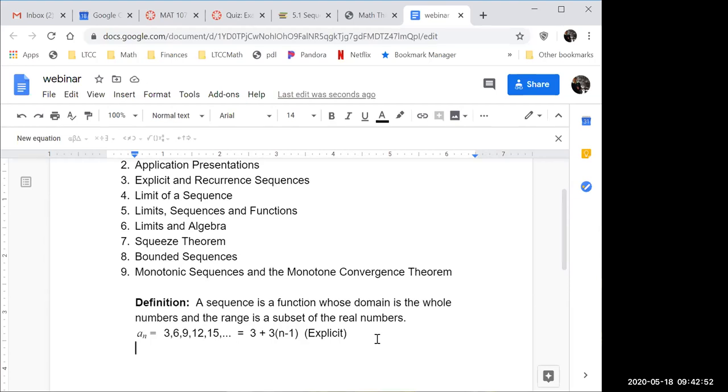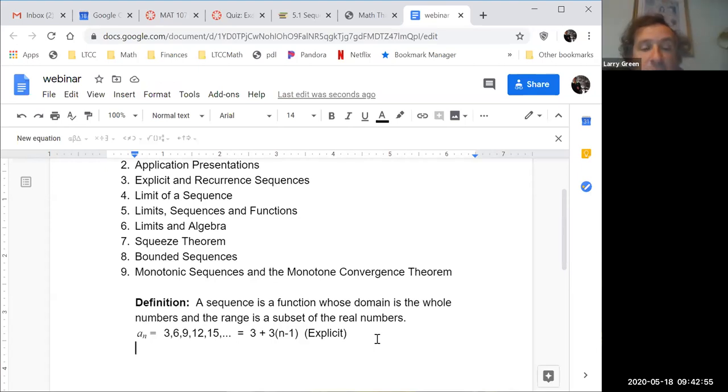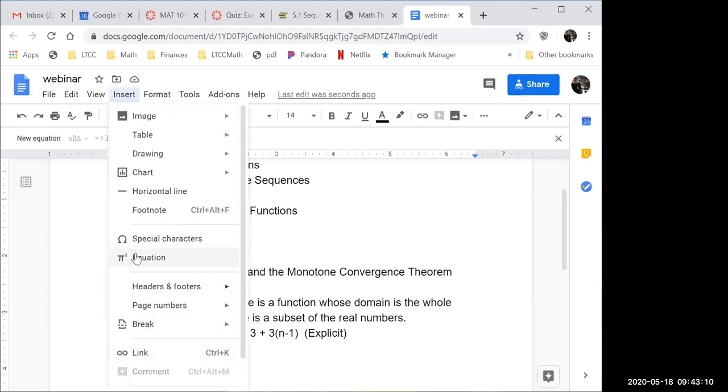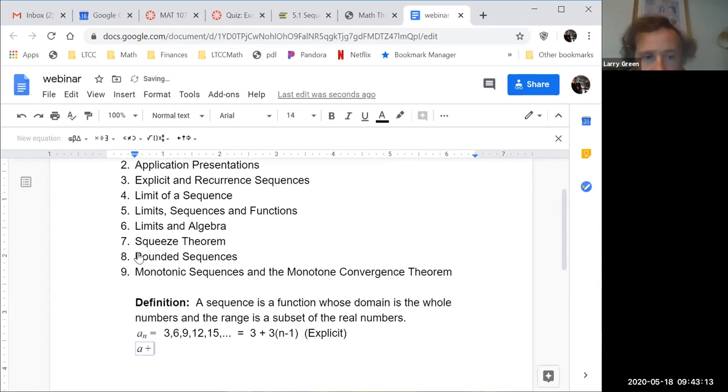There's another way of writing sequences, and that's called recursive. In that case, you say what is a sub n plus 1 based on stuff before it, in this case, a sub n. So what we can say now is a sub n plus 1 is equal to, well, you just add 3: a sub n plus 3. But you also have to say how you start. And I'm going to start at 0.